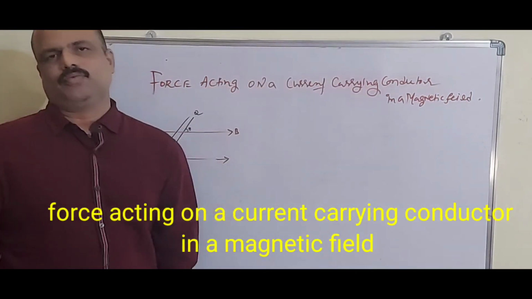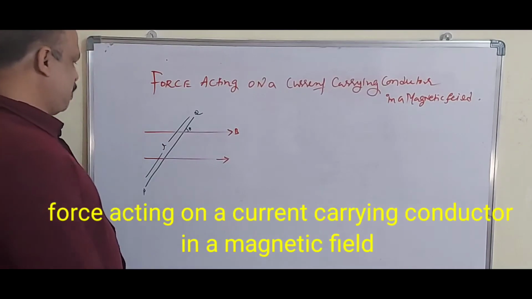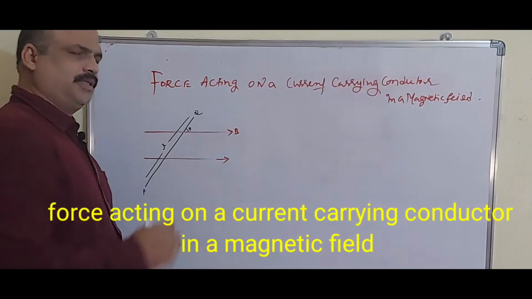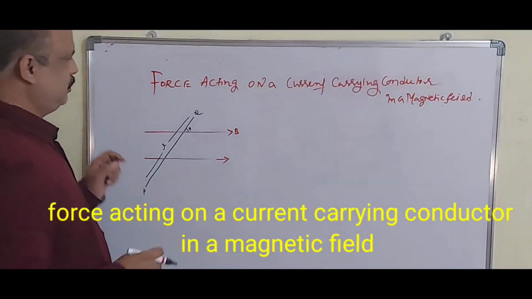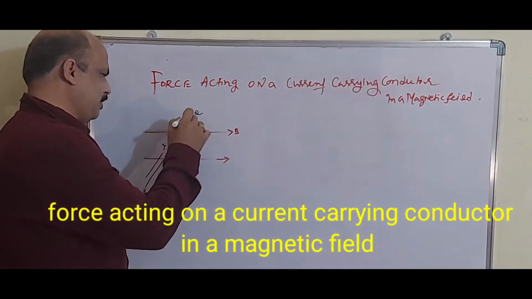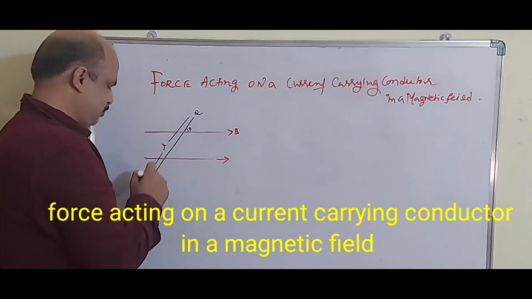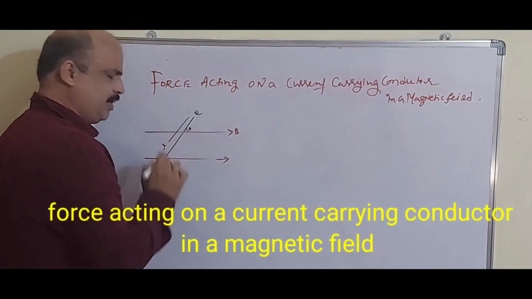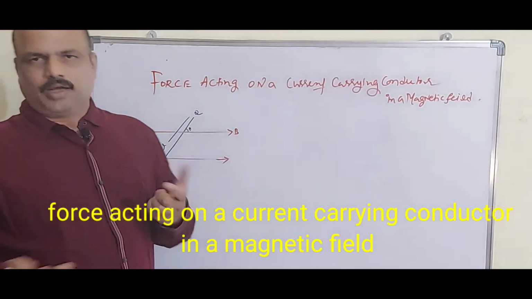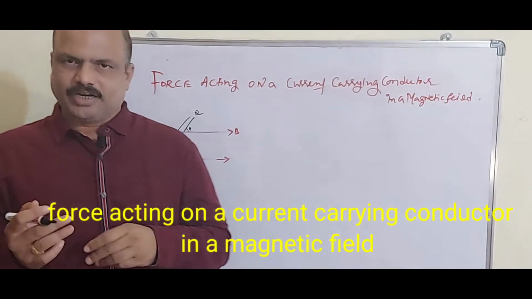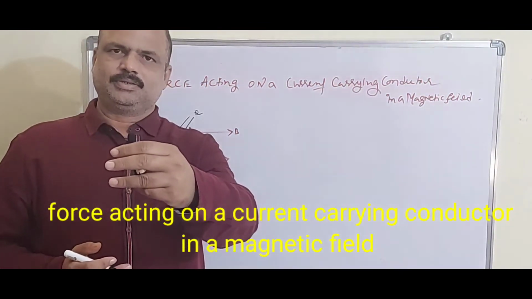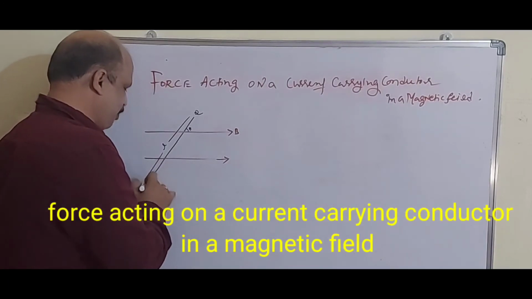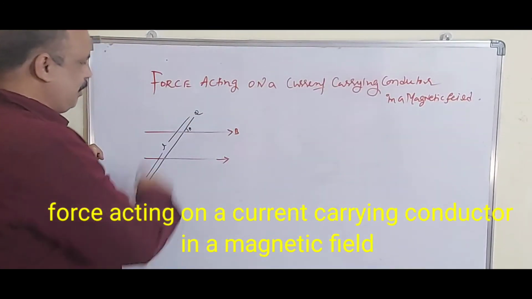Now we are going to derive the force acting on a current carrying conductor in a magnetic field. This is a conductor PQ whose length is L. Current is passing through the conductor from P to Q, and it is placed in a magnetic field at an angle theta. Current means the rate of flow of charges. All the charges in the conductor move from point P to Q in time t seconds.